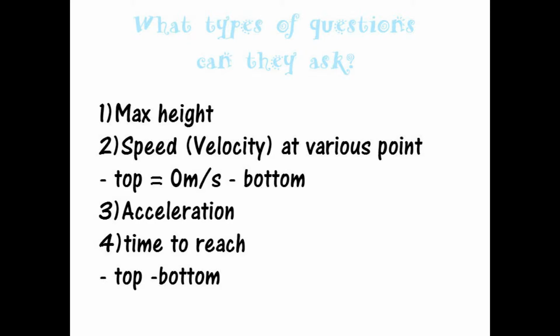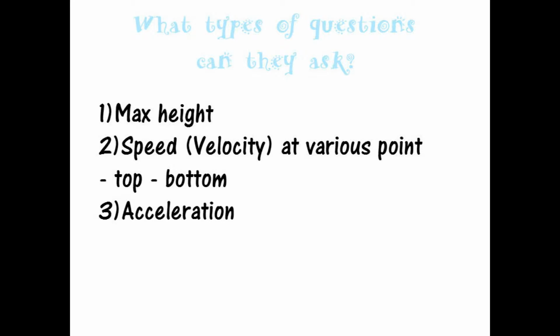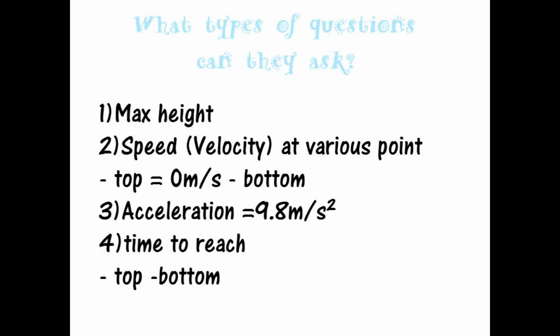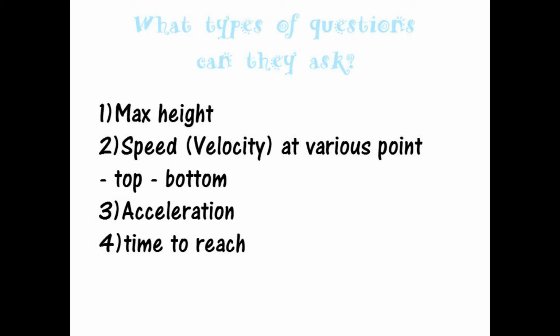Next one is acceleration. There is nothing to calculate because it is constant. This is negative 9.8 meters per second squared. And time to reach. It is also top and bottom. They could ask time at a specific point.